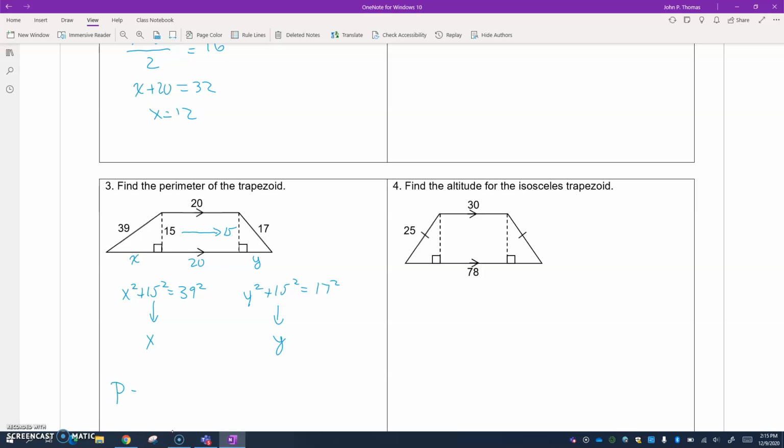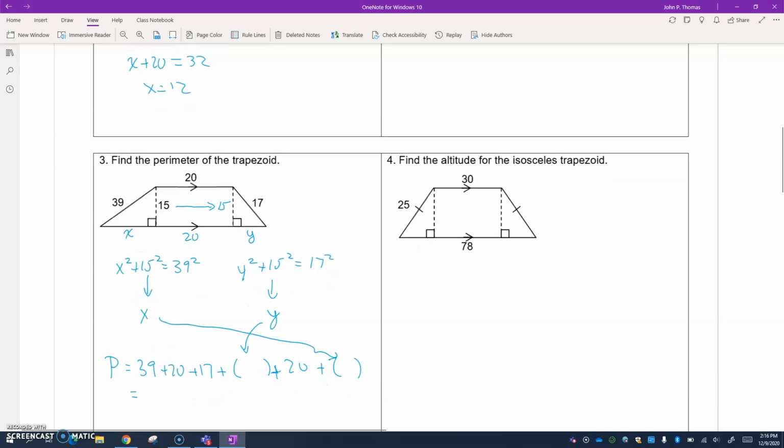It asks me for perimeter, so now I'm going to add together the 39, the 20, the 17 going across the top, plus whatever value I get for y, plus 20, plus whatever value I get for x. All right, and that's going to give me my perimeter.